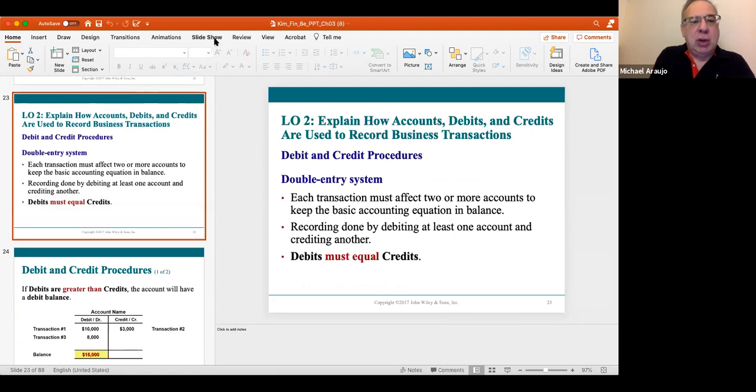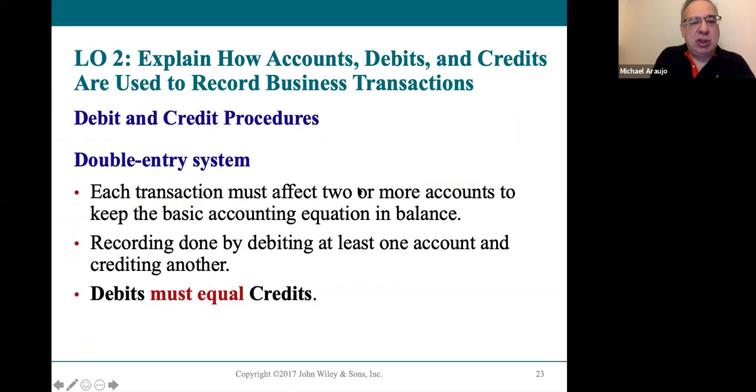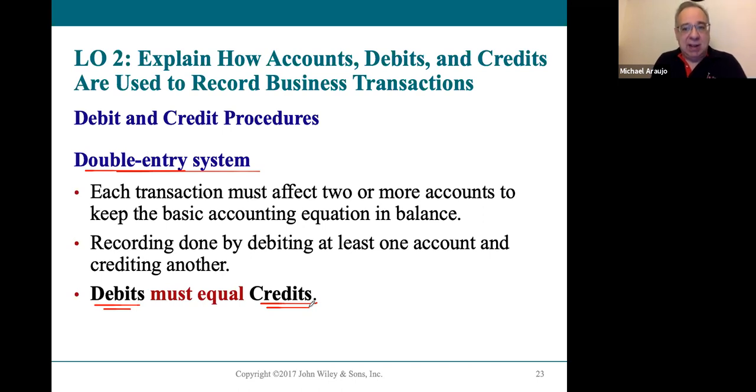Okay. So what I need you to remember too is our analysis that at least 2 accounts are affected by a transaction. Because it is a double entry system, one of those accounts is going to be affected on the debit side. The other account is going to be affected on the credit side. Now remember, every single account is separate from each other. It's almost like having 20 different savings passbooks in front of you. They're all viewed separately.